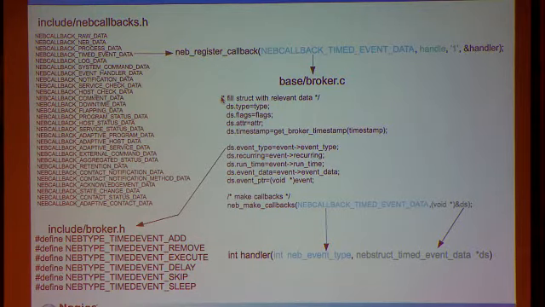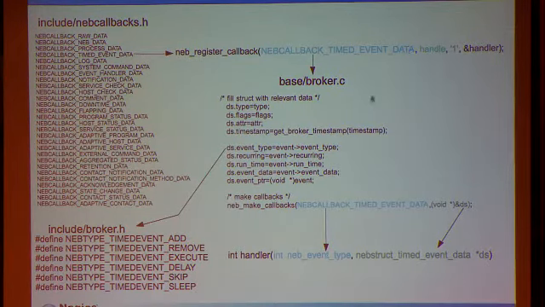All right, so once you register for them, you can go into base broker C and check out what's there. All of them are going to have a DS type, and when Nagios calls your handler function, you'll be passed a pointer to this struct. Actually, I think I have it here. Here's my handler proto. I'm going to get the event type, right? Which is kind of weird because I selected the event type. That's going to be NEB callback timed event data.